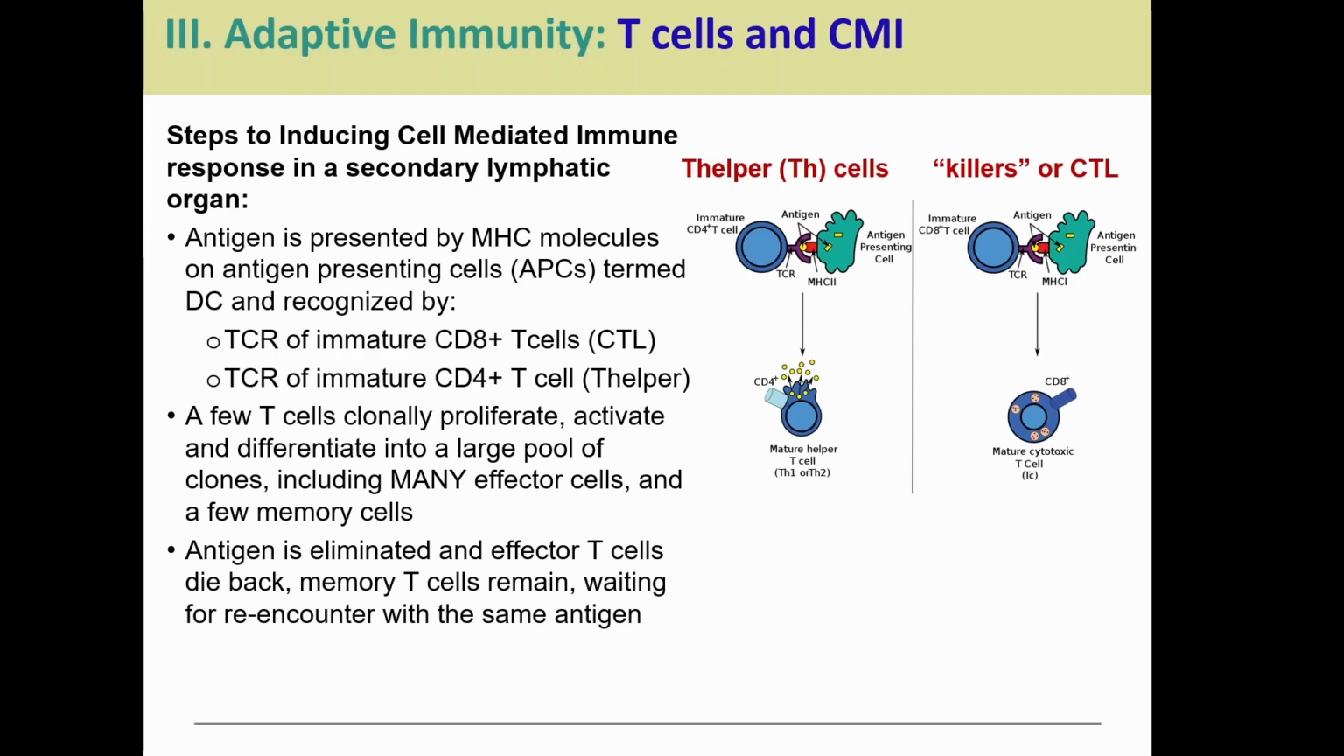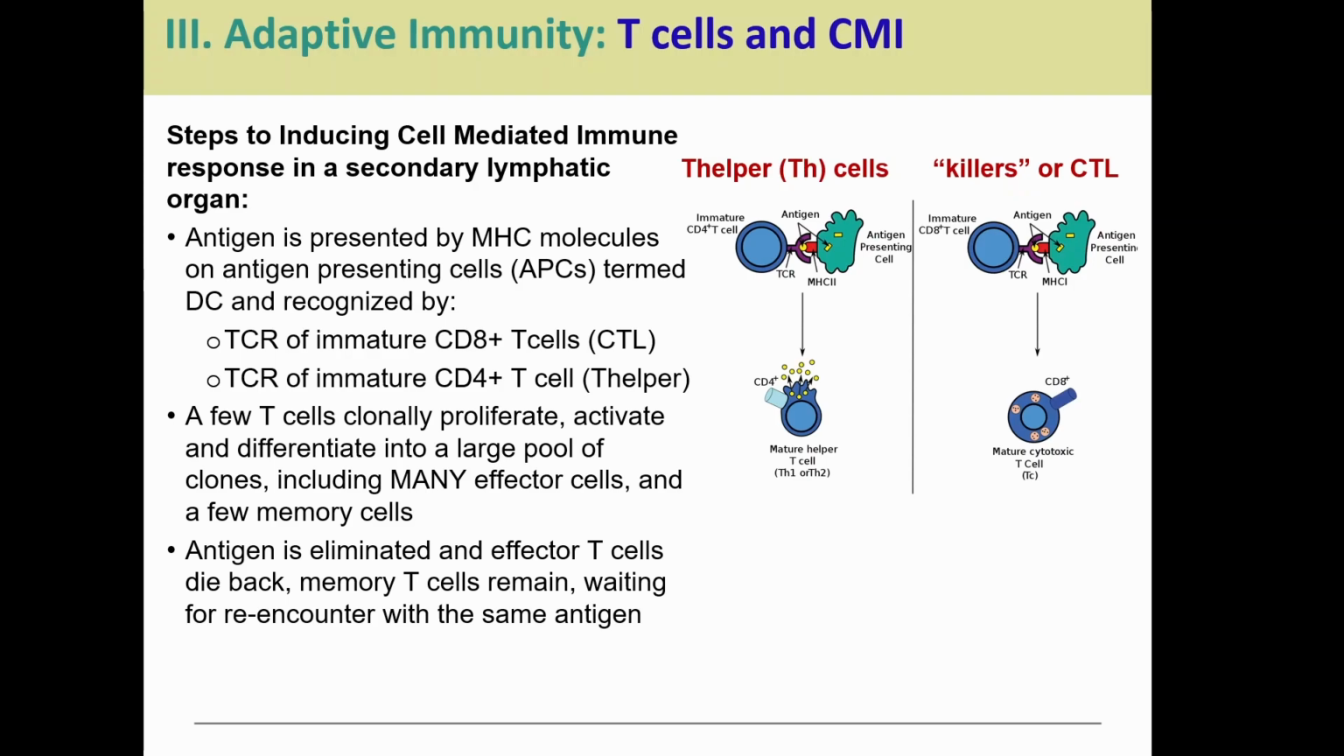Some of those T cells will proliferate, meaning they'll copy themselves, activate, and then differentiate into a bunch of clones. A lot of those are going to be effector cells, because that's what we need in that moment to fight the infection, with a handful of memory cells so we know how to fight it later on. Like I mentioned in the previous video, once we finally get rid of the antigen, the infection is over. The effector T cells die down. The memory cells stay around, waiting for us to come into contact with that same antigen again.